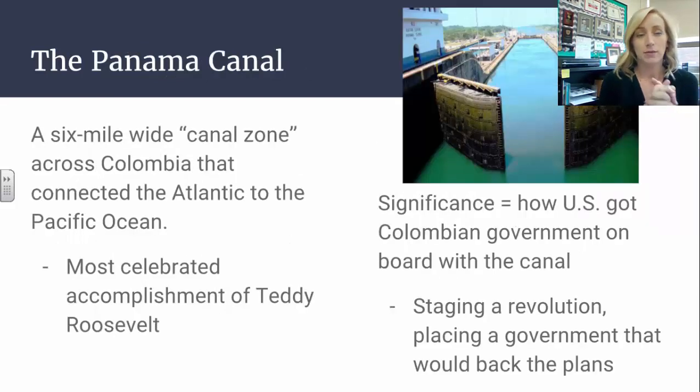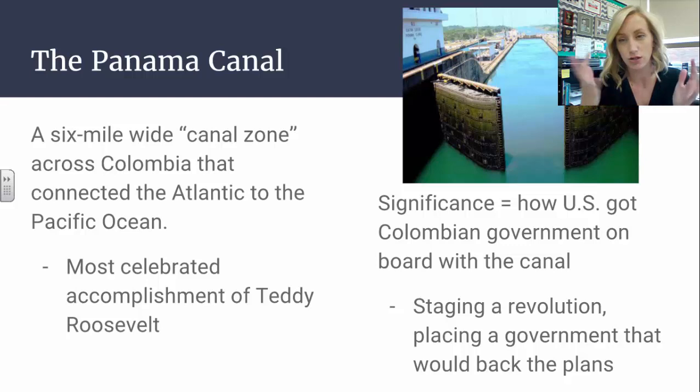So the last thing we'll talk about is the Panama Canal. And we're going to talk about this more as we talk about big stick diplomacy with Teddy Roosevelt in another, either in class or in a set of notes. But let's talk about what this is. So it's a 6-mile wide, that's really wide, canal zone across Colombia that connects the Atlantic to the Pacific Ocean. This was the most celebrated accomplishment of Teddy Roosevelt in the engineering and creation of the Panama Canal.